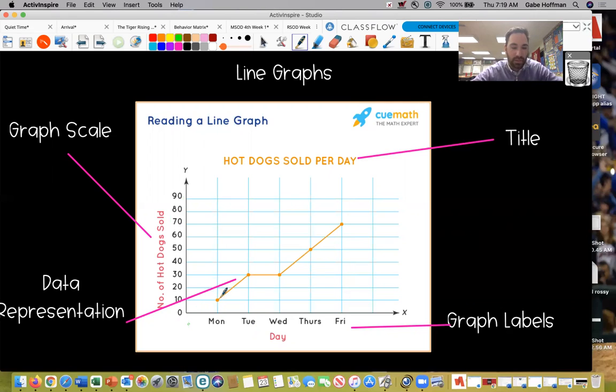So you can see I started with the least amount of hot dogs sold on Monday, and Friday was my busiest day. So it's just like a bar graph pretty much, except it's showing change over time, and the dot on the line shows the data rather than an actual bar.